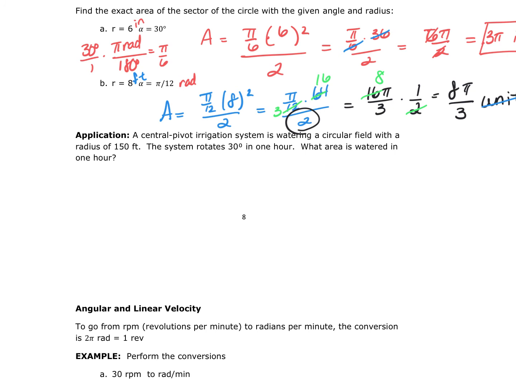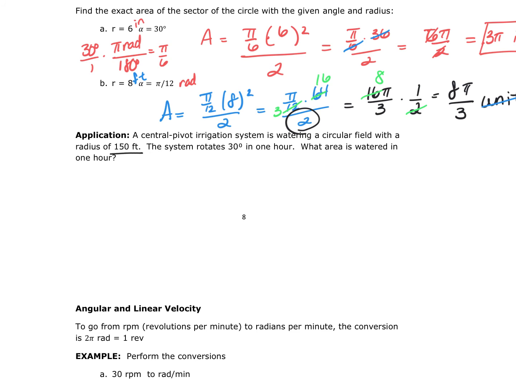All right. Here's an application. We're almost done, by the way. A central pivot irrigation system is watering a circular field with a radius of 150 feet. The system rotates 30 degrees in an hour. How much is actually watered, area-wise, in an hour?